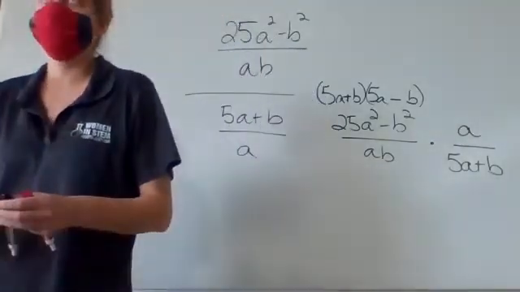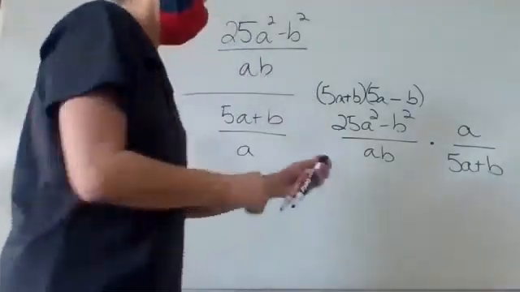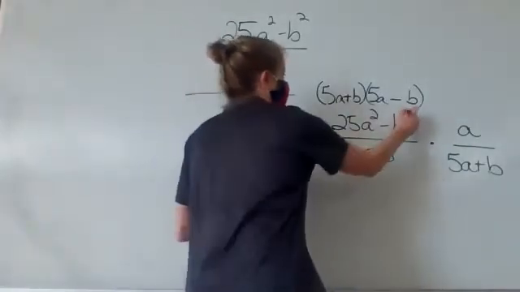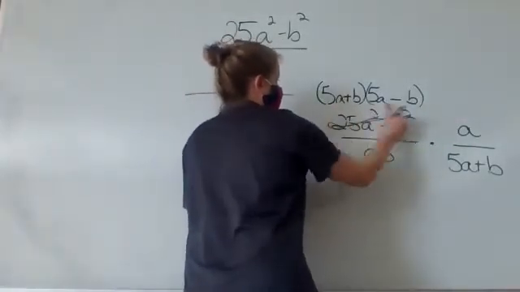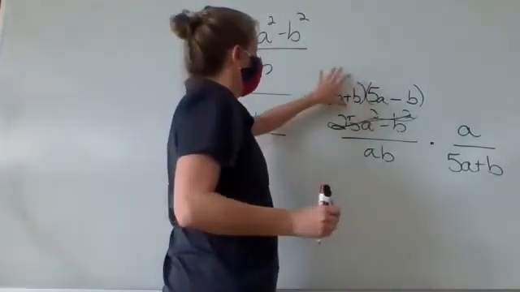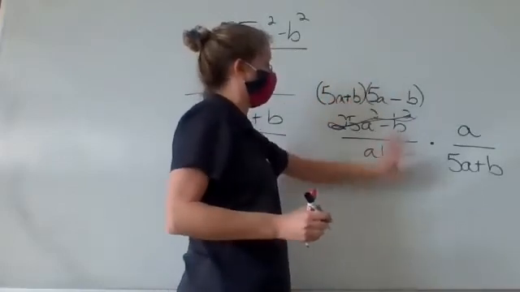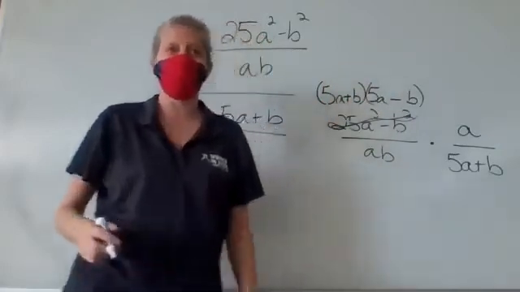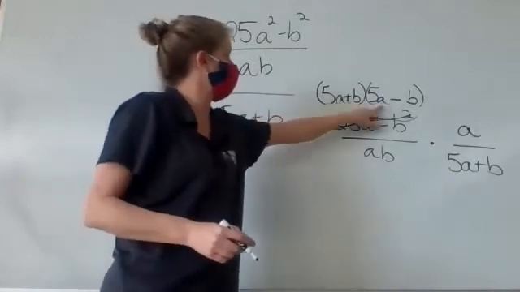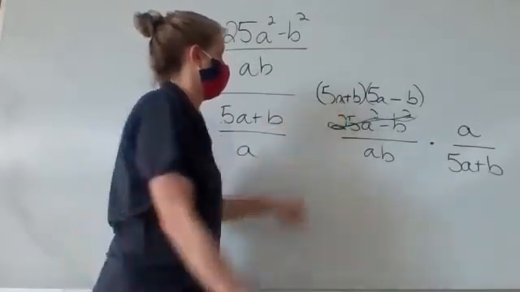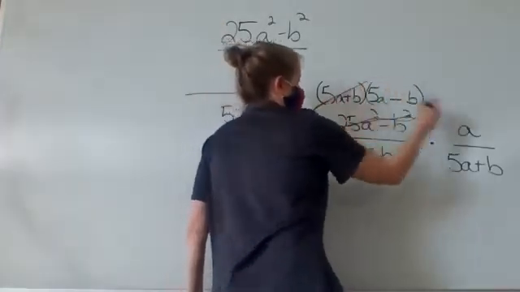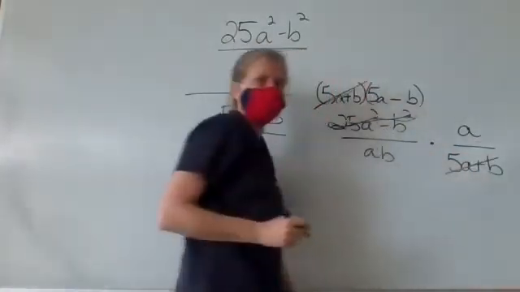Stay with me. This is one of those that don't know where it came from. So now I don't have this. It turned into this. If one of these factors I also see in the denominator, it'll cancel it. Which one of these factors do you see in the denominator of one of your fractions? That 5a plus b can cancel that one.